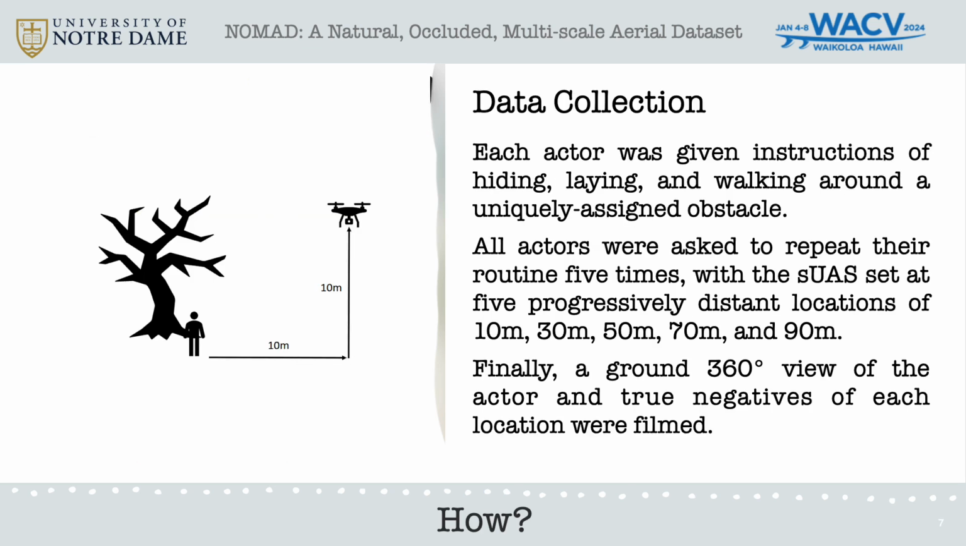During the filming session of the data collection, each actor was given instructions of hiding, laying, and walking around a uniquely assigned obstacle. All actors were asked to repeat the routine 5 times, with the drone set at 5 progressively distant locations of 10, 30, 50, 70, and 90 meters. Finally, we also collected a ground 360-degree view of the actor and true negative of each location.